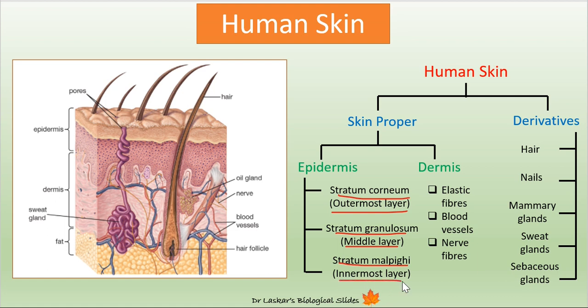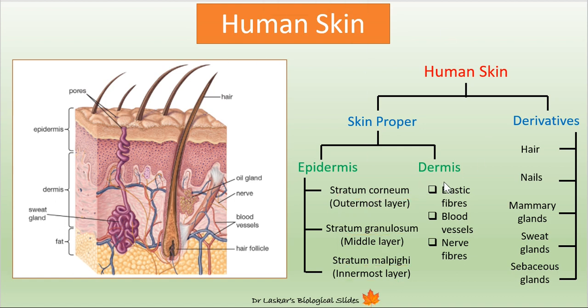Now in our body, the pigmentation of the human skin is mainly due to one molecule called melanin pigment, and that melanin pigment is mainly found in this stratum malpighi layer. So this is about the epidermis portion of the skin proper.